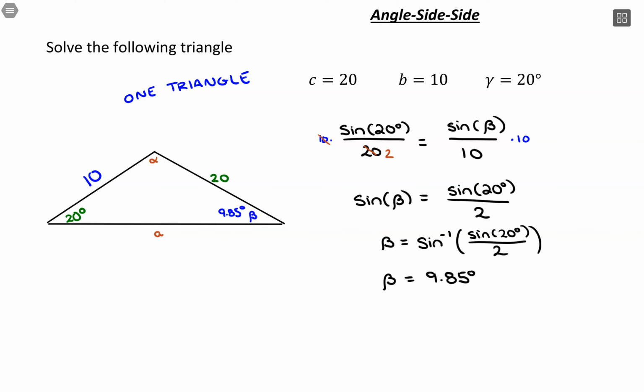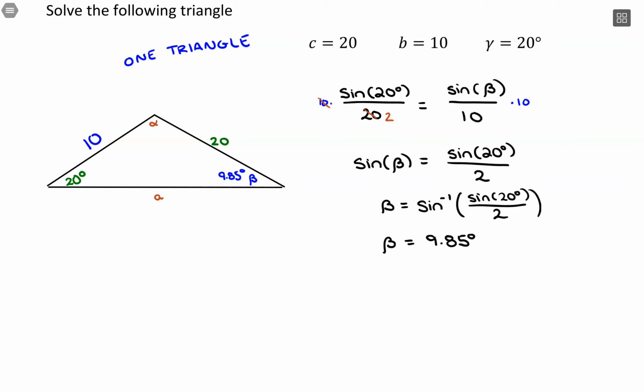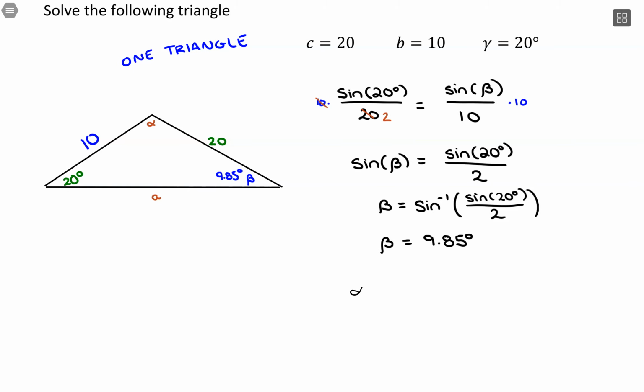Then to get alpha, we have two angle measurements now. So what I can just use is alpha equals 180 minus 20 minus 9.85. So we'll have alpha of 150.15 degrees.